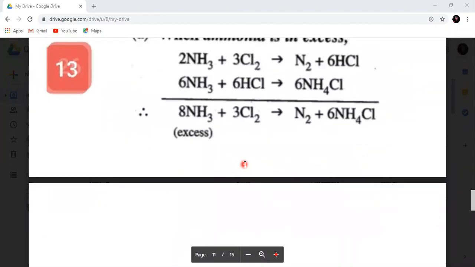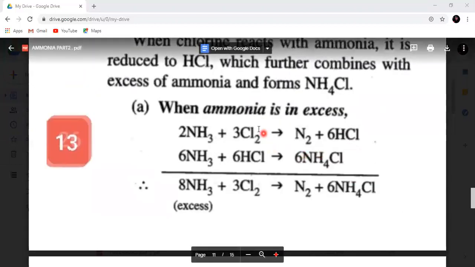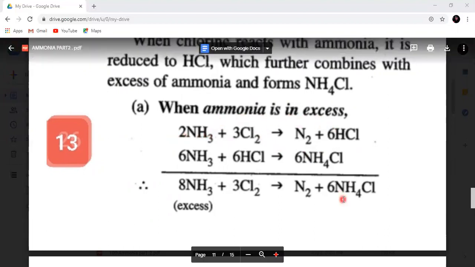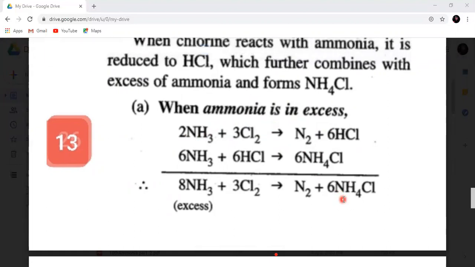And if we are taking chlorine in excess, then instead of N2 and ammonium chloride, there will be a formation of hydrochloric acid with NCl3, that is nitrogen trichloride. That nitrogen trichloride is liquid in nature and it is highly explosive. It means two reactions are going on: one is ammonia in excess and the second is chlorine in excess. And the results of both the reactions are different.